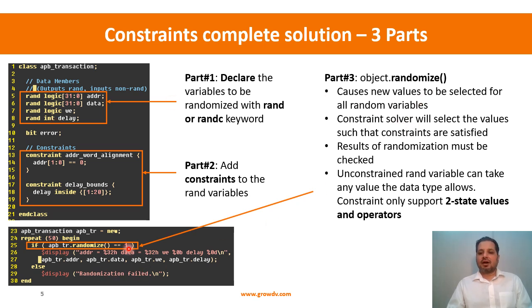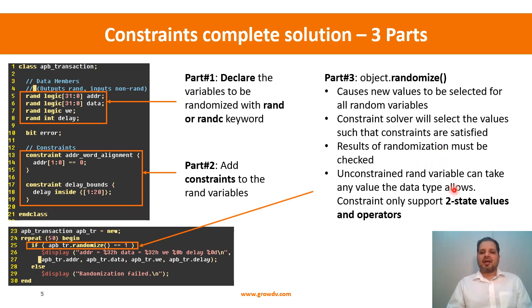Every time you call randomize, they will get new random values. And the constraint solver will select among those random values such that they satisfy the constraints that you have specified. That is what the constraint solver will do. And as we have seen in the previous slide, anytime we randomize, there could be failures. The constraint solver can fail, so we must check the results before using it. That is a thing that we need to take care of.